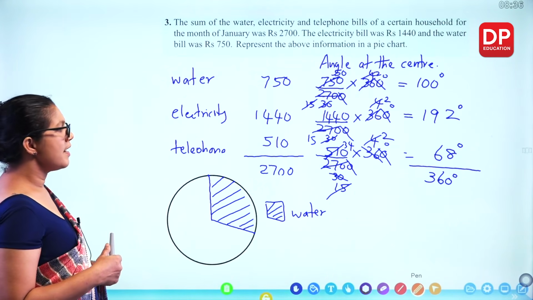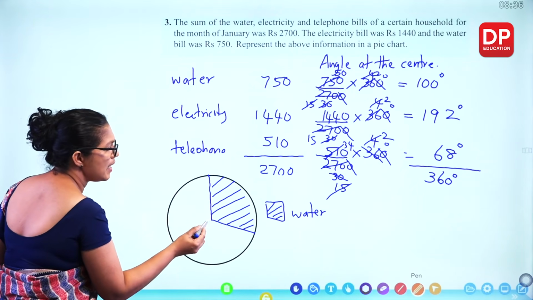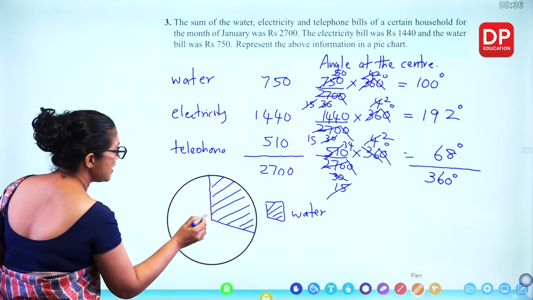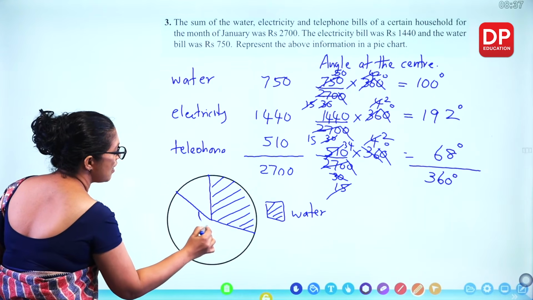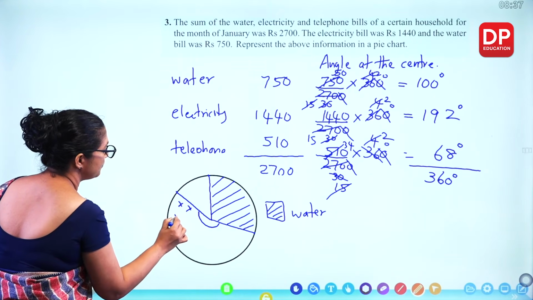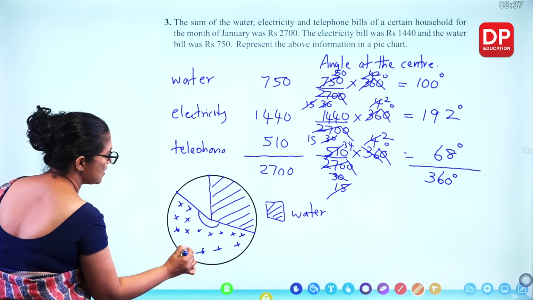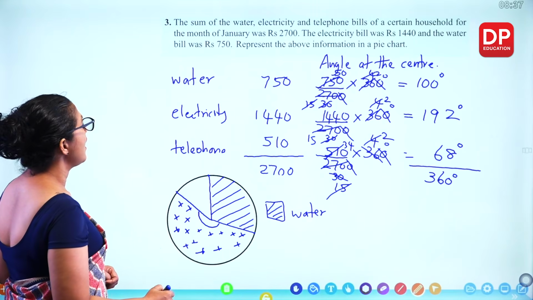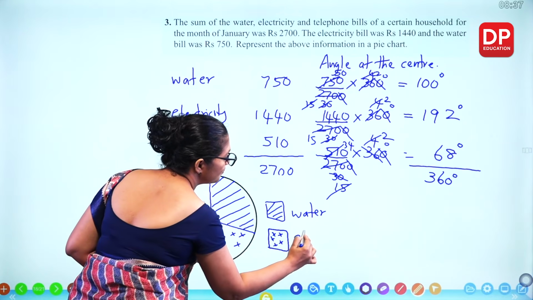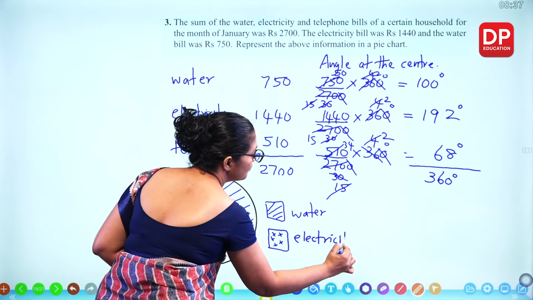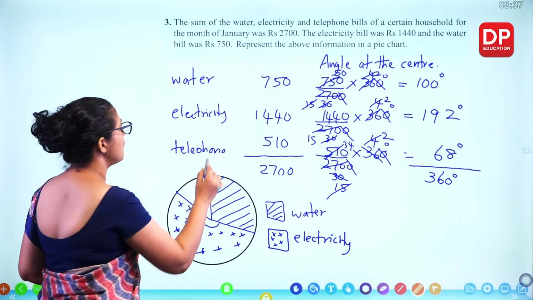So you need to mark 192. So when you draw a line here, you get 180. So that should be more than 180. So here roughly somewhere there. So here we can mark this one as another design. So 192 represents electricity bill. The next one is 68 degrees, that's telephone bill.